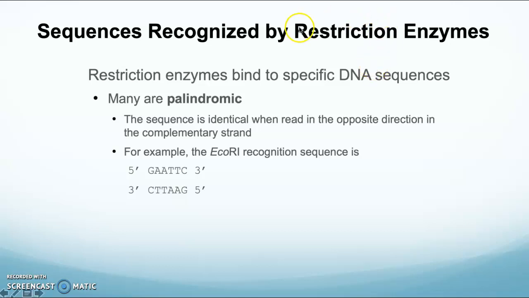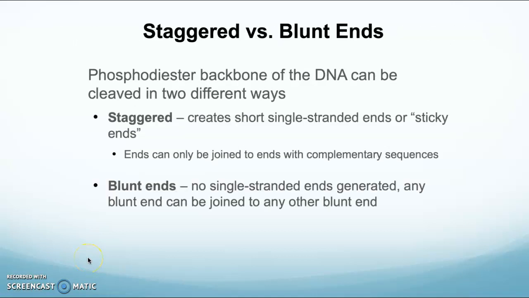And so often these sites that restriction enzymes recognize are called palindromic. That means that the sequence is identical when read in the opposite direction on the complementary strand. And this is giving you an example for the restriction enzyme EcoR1. And what you see is that in the 5' to 3', it's GAATTC, and then we see the exact same on the complementary strand running from that 5' to 3' end. And generally that's what we see with the restriction enzymes, is they have particular palindromic sites that they can cut.